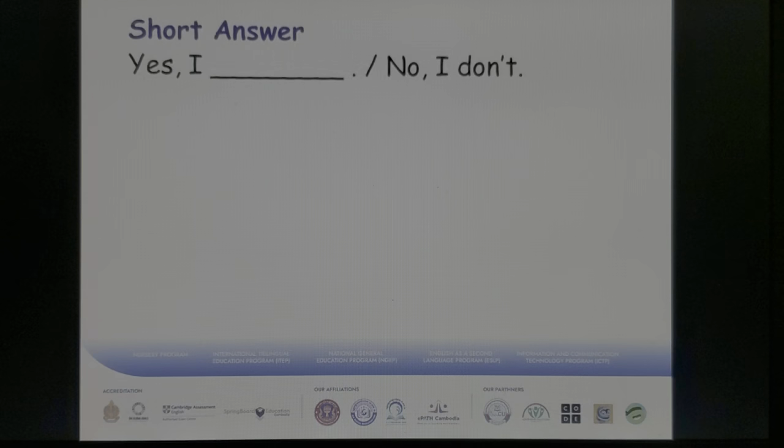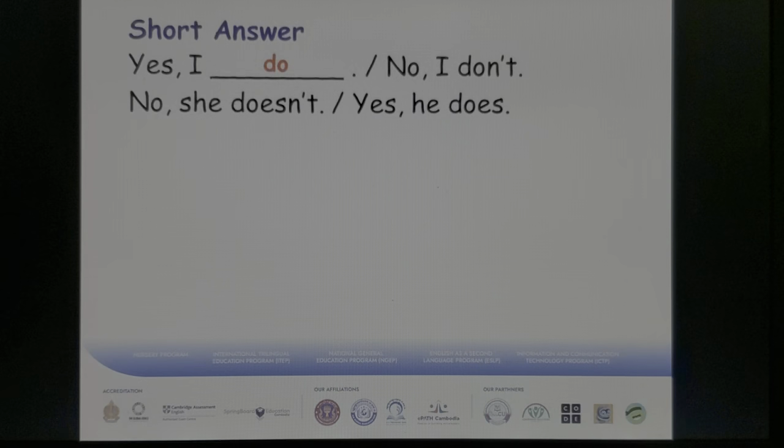Here, the short answers. If I ask you, do you want to eat ice cream? Guess what? You say no, I don't. What about yes? Yes, I do. Right? Okay. Do you want to go home? Yes, I do. No, I don't. Do you want to eat ice cream? Yes, I do. No, I don't.